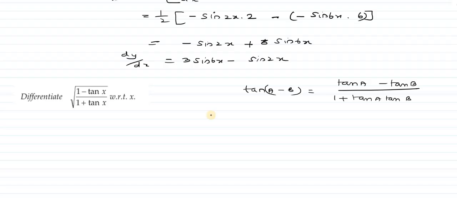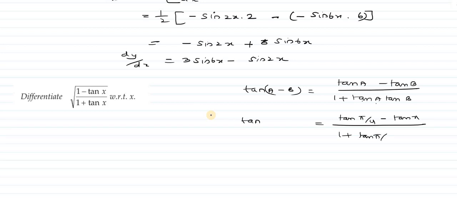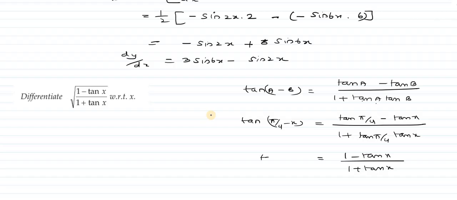So now what will it be? 1 I can write as what? Multiple times I told you. Tan pi by 4 minus tan x divided by 1 plus tan pi by 4 tan x, since tan pi by 4 is 1. Can I write it like this? So tan of pi by 4 minus x is nothing but 1 minus tan x by 1 plus tan x. Correct?